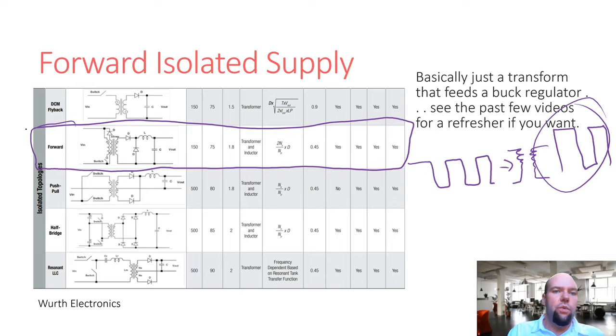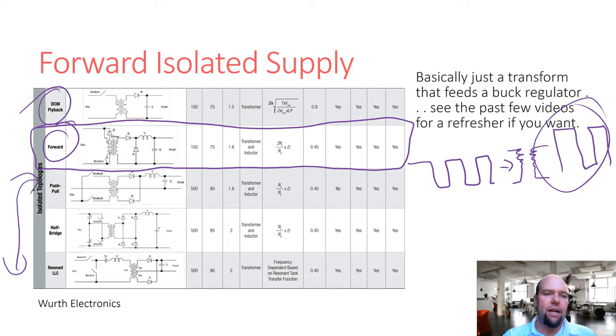But so we talked about flybacks. We talked about forward. These are just some other designs for isolated supplies. We're not going to talk about them. These are the two big ones. So maybe I should talk a little more about the forward isolated supply.